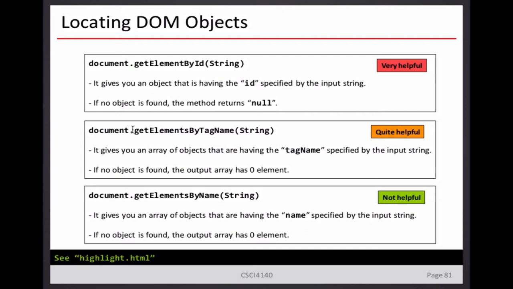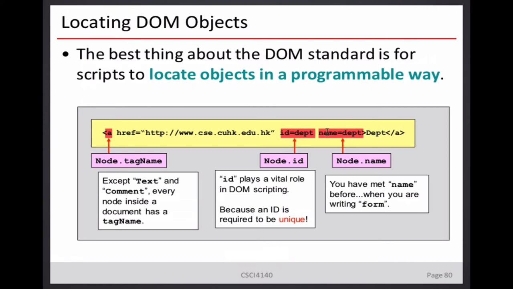This already appears. We use a tag name. You can just use div and so forth. And then we can use getElementsByName. So why is name not unique? Name is this guy, right? This guy is name. So why is name not unique?